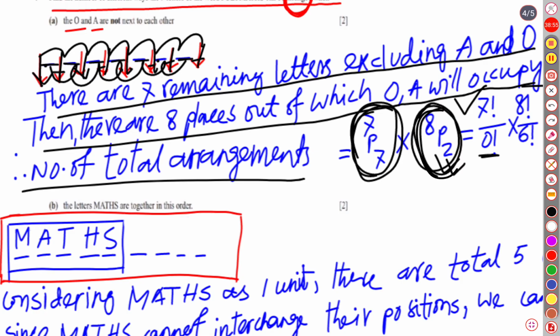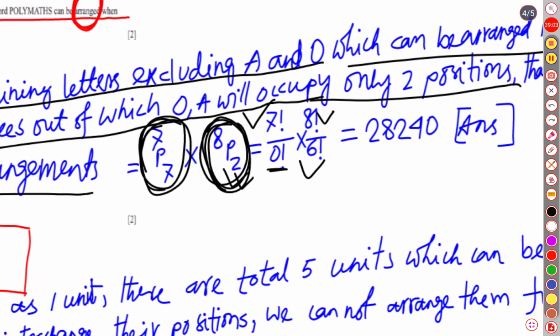Then for the next case, 8 factorial numerator, if you subtract, it is going to be 6 factorial. Then what are we going to get? If you use your calculator, you will find 7 factorial into 8 factorial over 6 factorial, because 0 factorial means 1. So 7 factorial into 8 factorial over 6 factorial will produce 28,240 ways the numbers can be arranged.